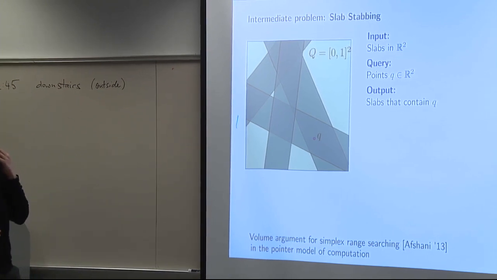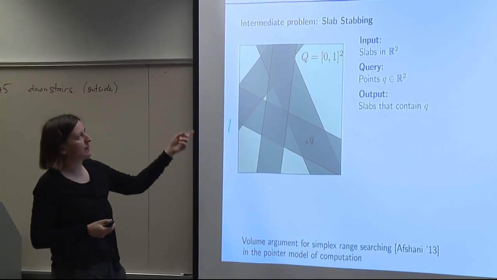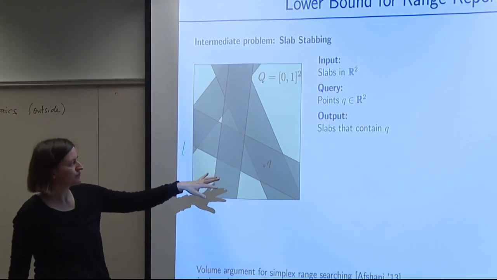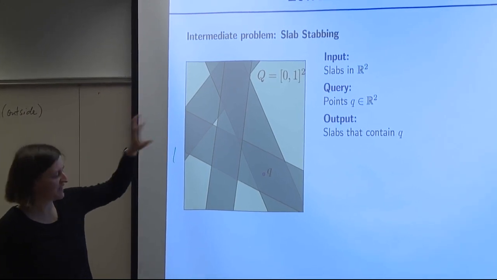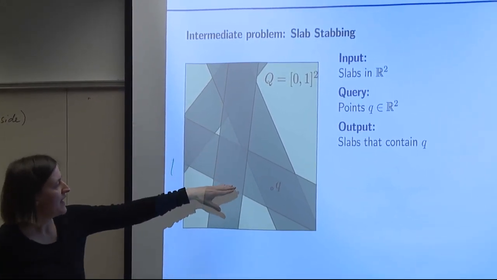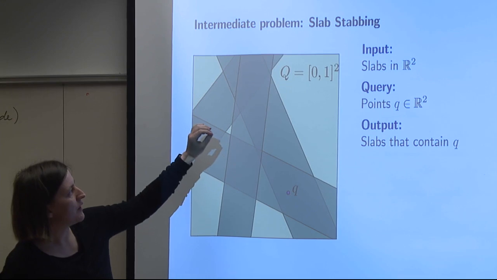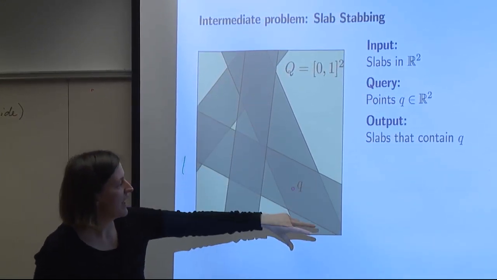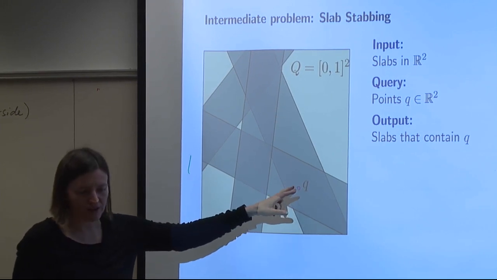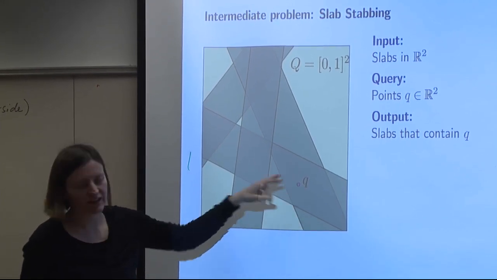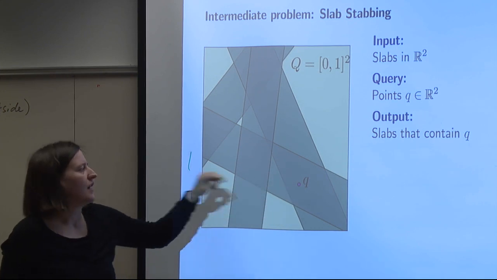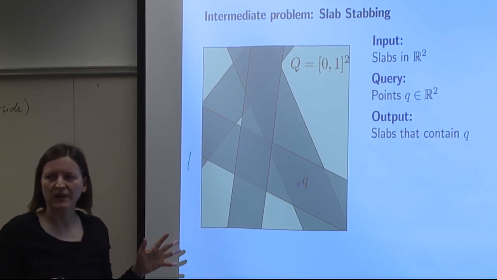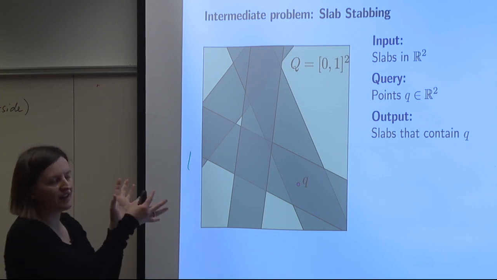So what we do is we look at an intermediate problem, which is called slab stabbing. Our queries are all points in the unit square. And so this is what we start with in the unit square. And our input are these slabs here, and the query has to return all the slabs that are contained in my query point. So it's a bit of a dual version of what we are looking at, but that doesn't really matter because it's just an intermediate problem.